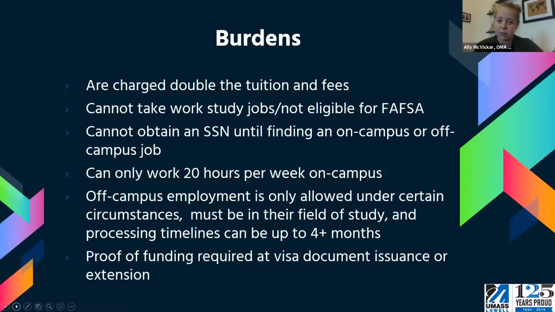So some of the burdens that they do go through, they usually are charged quite a bit more than a domestic student would for tuition and fees. They cannot work study jobs. They're not eligible for FAFSA or any sort of financial aid through the US government. So the financial struggles that they go through are significant. They can't obtain a social security number until they find an on-campus or off-campus job. And again, that off-campus job, under certain circumstances, can only be in their field of study. They can only work 20 hours per week on campus during the school year. They can work full-time during winter break and spring break, as well as the summer.